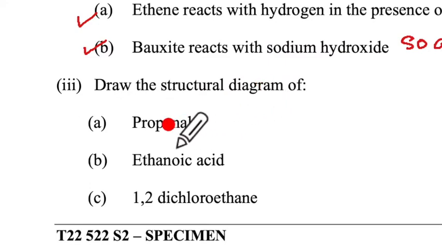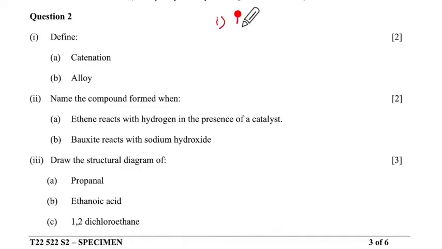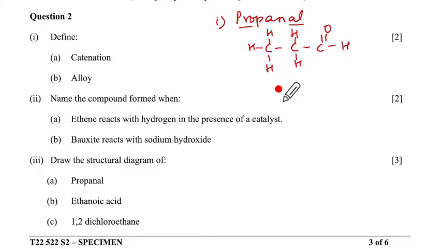Draw the structural diagram of propanol. So we will write propanol. Prop means 3 carbons. Aldehyde means double bond O single bond H for 1 carbon. And then the remaining carbons will have all 4 valencies completed like this. Apart from the carbon-carbon bonds, all the other valencies will be occupied by hydrogen. So that is your propanol.